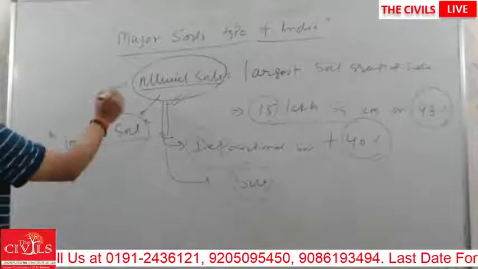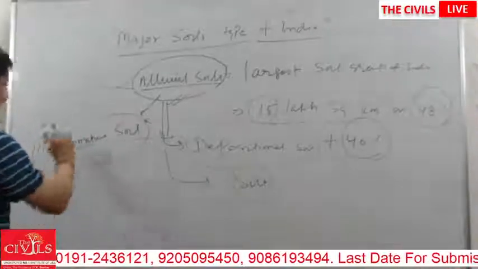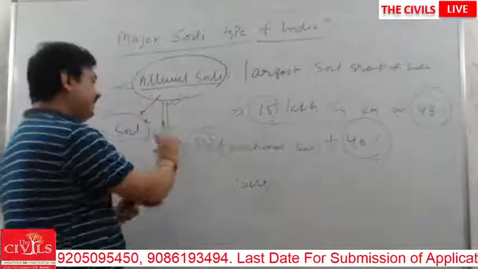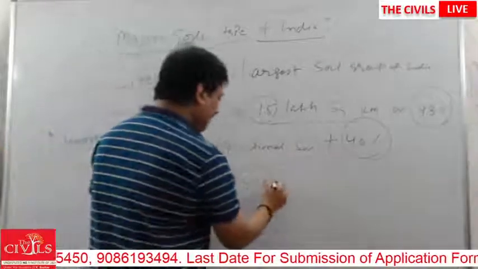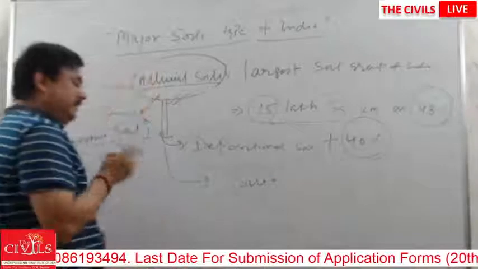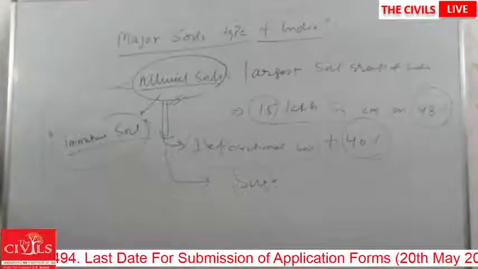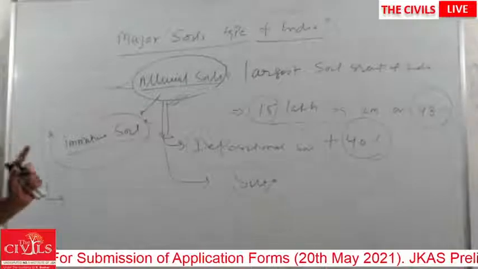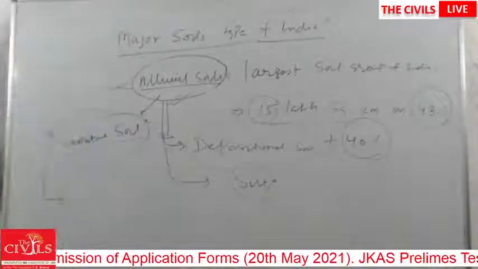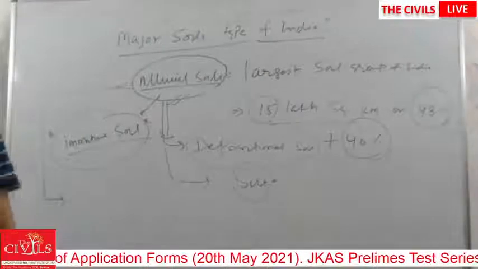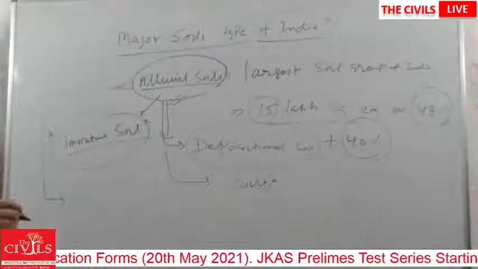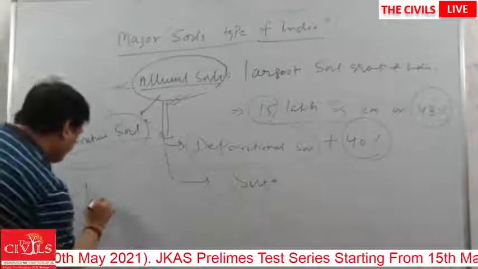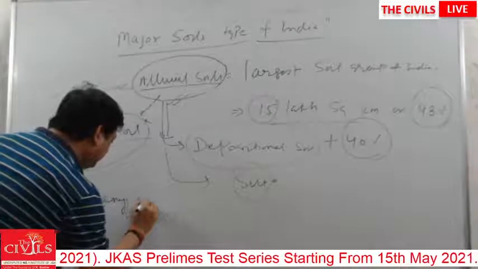This soil, alluvial soil, is how it is formed. Alluvial soil is depositional soil, and this soil is formed by the deposition of silt. Okay, the texture of this soil varies from loamy to sandy loam.